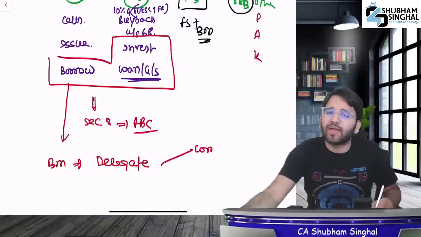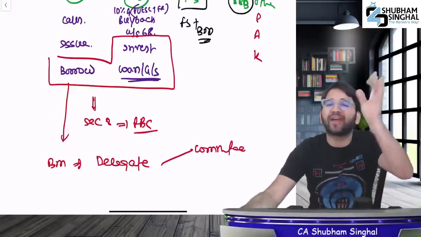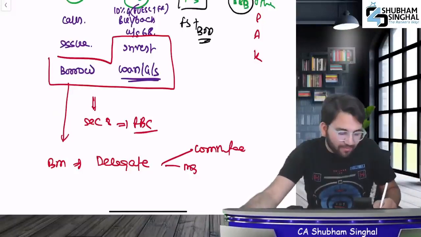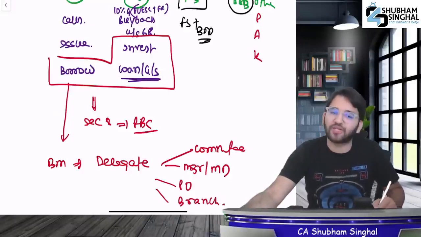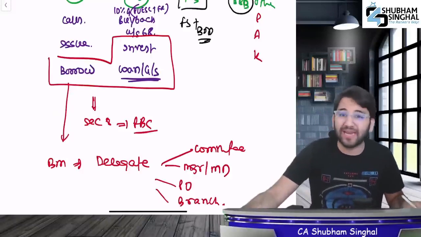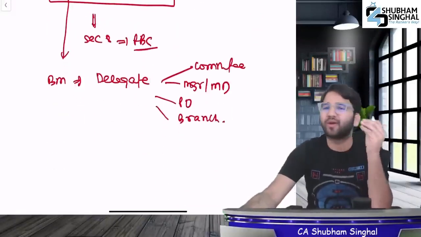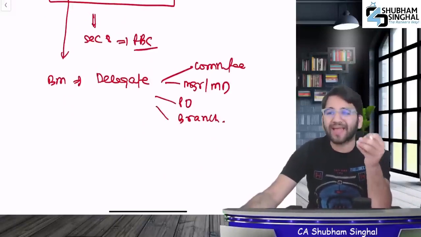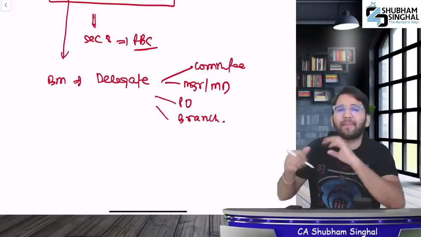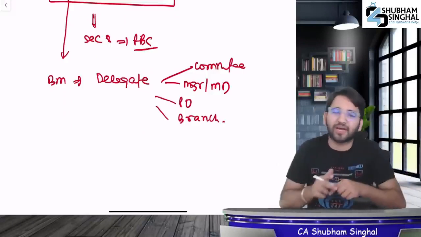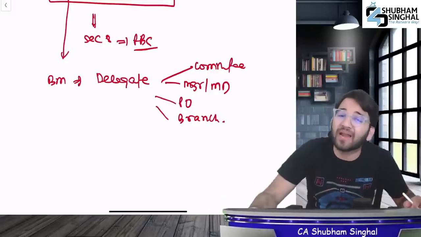Either you will delegate it to any of your committees, like a finance committee, or you can delegate it to a manager or managing director, or the principal officer of the branch. You can delegate it to these people. And regarding this provision for borrowing and investment, it doesn't apply to banking companies. If a banking company takes money from the public, or if it is making deposits in another banking company, that is not considered a borrowing or investment.